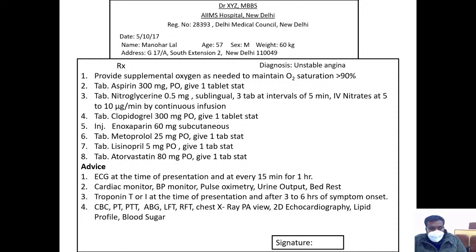Then we are also giving metoprolol to control the heart rate and decrease the cardiac workload by decreasing the oxygen consumption. And the patient is also having hypertension, so to combat hypertension we are giving lisinopril, which is an ACE inhibitor, 5 mg per oral, 1 tablet stat. We are also giving tablet atorvastatin 80 mg per oral, 1 tablet.